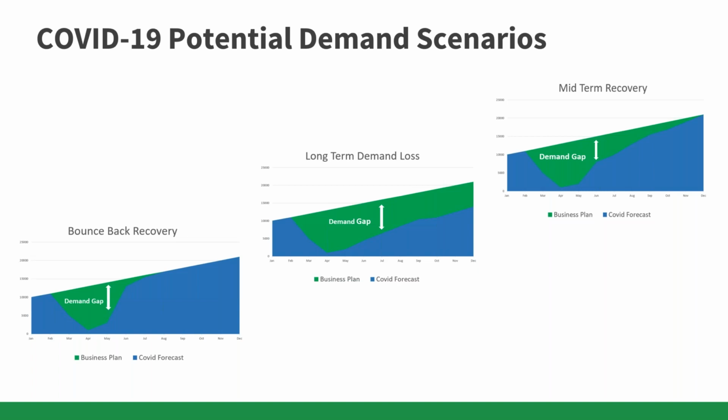What if we're right back in business tomorrow? The next one would be, what if there's a long-term significant sort of systemic demand loss? And then what if it's somewhere in the middle? And those are easy to manage. You can do options A, B, and C and show those all along the way.